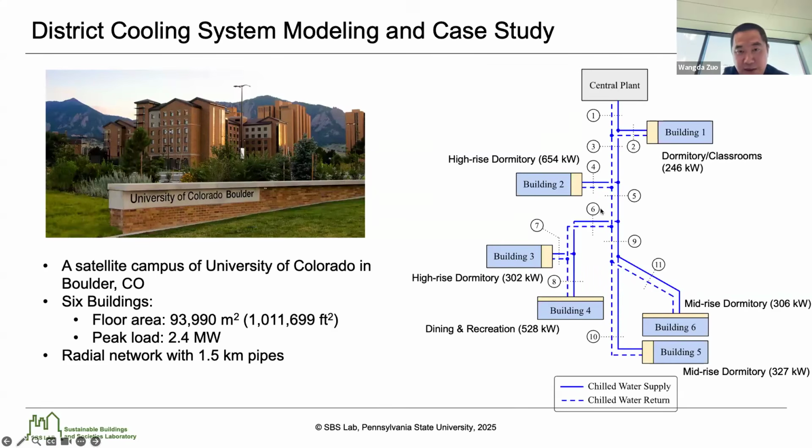The right figure shows the piping network of the system. There's a central plant which provides cooling, and the 6 buildings are connected using the pipes. The solid line is the chilled water supply pipe, and the dashed line is the chilled water return pipe. The cooling demand of different buildings is different, depending on the size and the function.